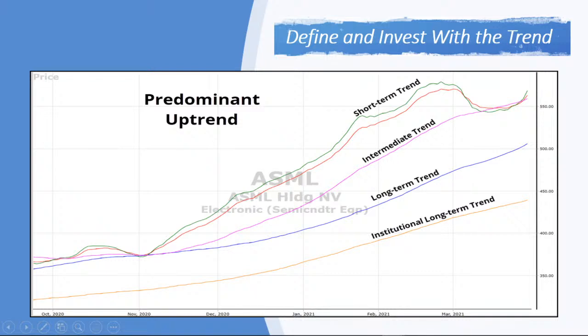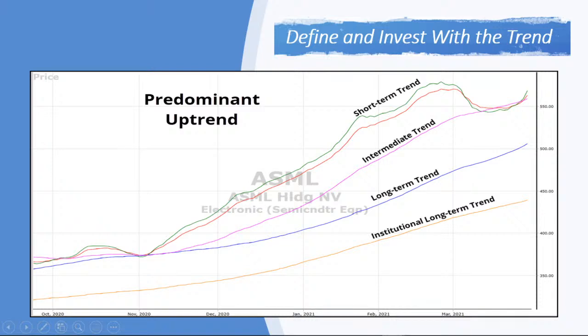Okay, we have a number of different moving averages on the chart. The institutional long-term trend, that's a 200-day moving average. The long-term trend is the blue line, a 100-day moving average. The intermediate trend is a 50-day moving average, and you have, I believe, a 13 and a 20-day EMA at the top in green and red.